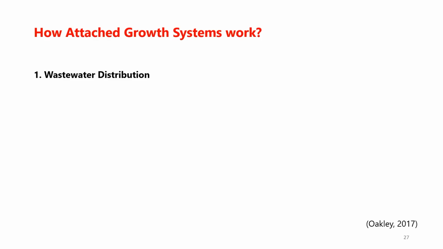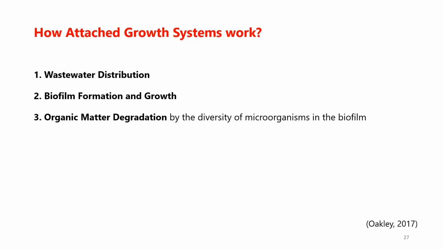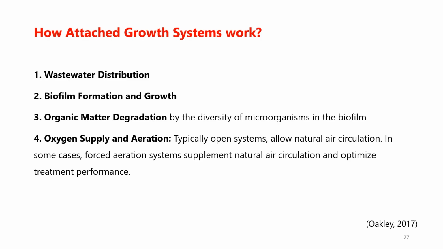How do these attached growth systems work? Number one, there is wastewater distribution. Secondly, biofilm formation and growth takes place. Then organic matter degradation by the diversity of microorganisms in the biofilm happens. Then we have the oxygen supply and aeration. These are typically open systems that allow natural air circulation. In some cases, forced aeration systems supplement natural air circulation and optimize treatment performance.